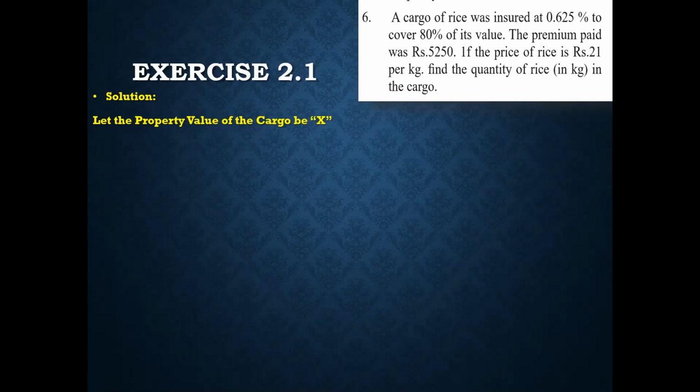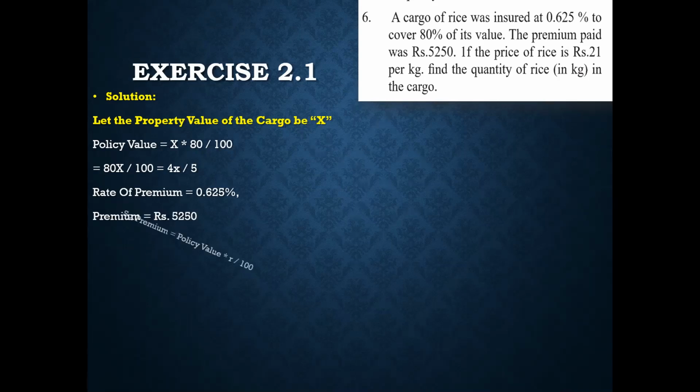So we start with the statement, let the property value of the cargo be X. Now you can calculate the policy value, which is 80%. As I told you, multiples of 5 or 10. So X into 80 upon 100 gives you 80X upon 100. On reduction gives 4X by 5. The rate of premium and the premium amount both are given. So you can use the formula: premium is equal to policy value into R upon 100. So 5250 is equal to 4X by 5 into 0.625 by 100.